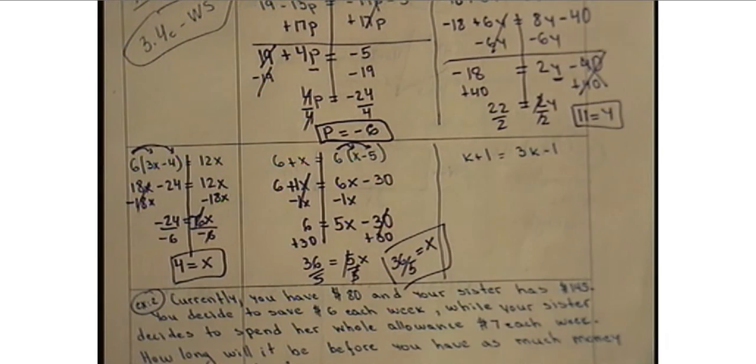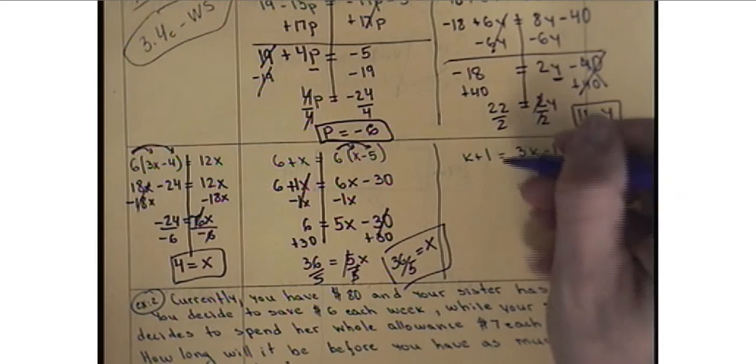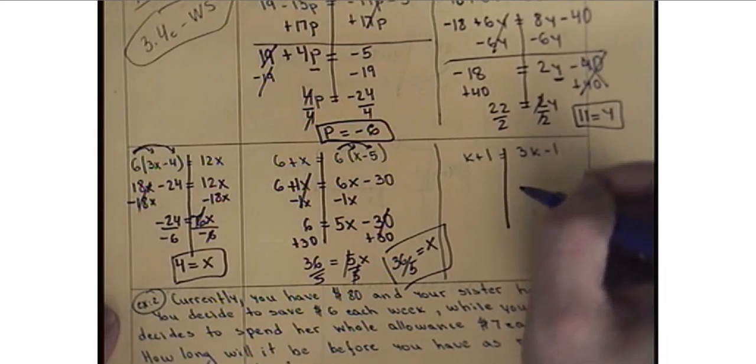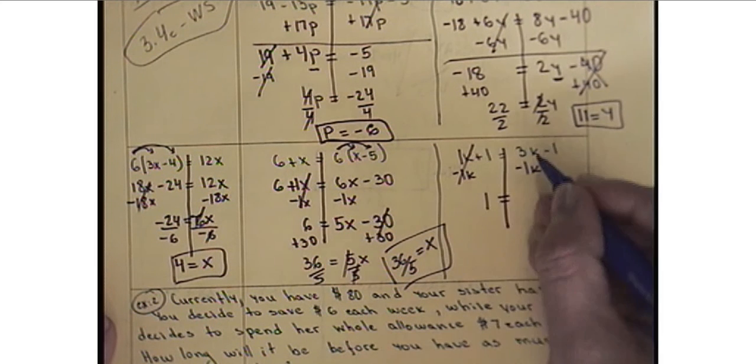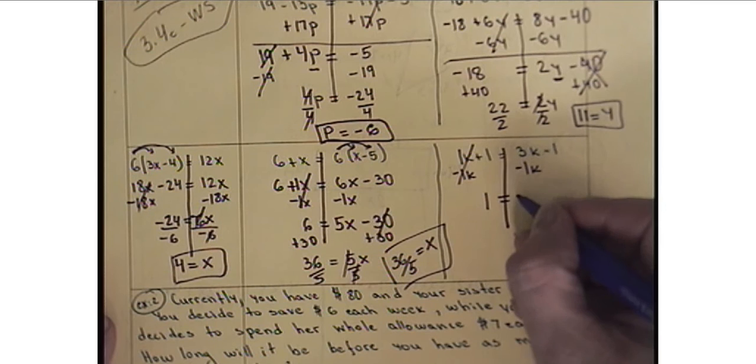Next example: k + 1 = 3k - 1. Let's see what's going on here. Since we're working with the variables, I'm going to stick to the variable. So 1k and 3k. I'm going to subtract 1k from both sides. This cancels, then 1 will be equal to 3k minus 1k, which is 2k, minus 1.